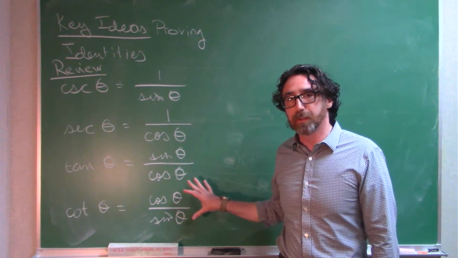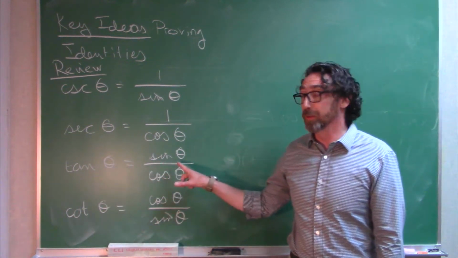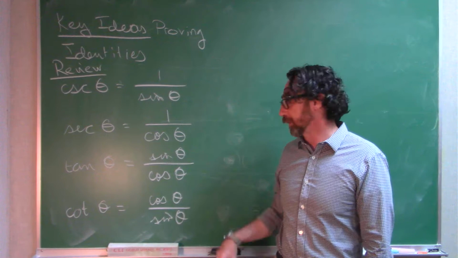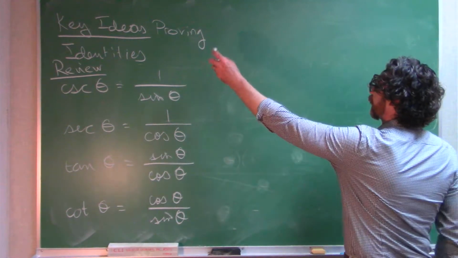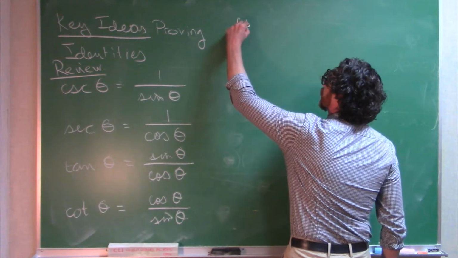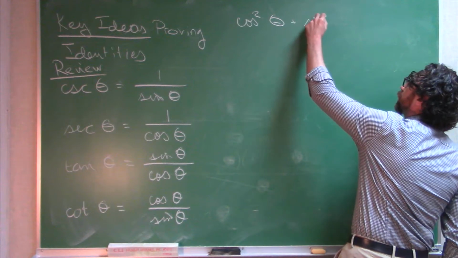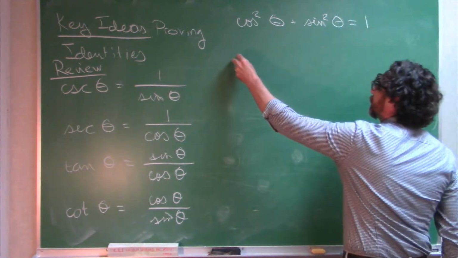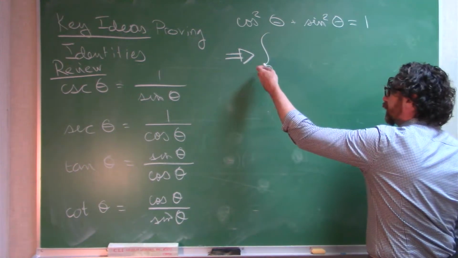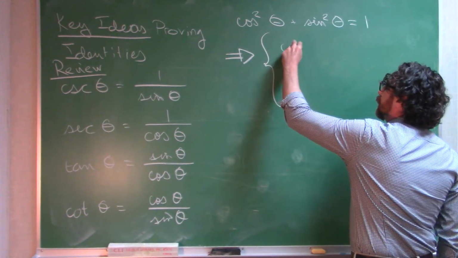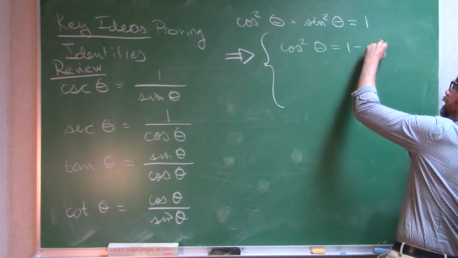Down here we've got the so-called ratio identities. Tangent theta is the ratio sine over cosine. These are useful. Another useful identity is the so-called Pythagorean identity: cosine squared theta plus sine squared theta equals 1. And of course, if that's true, that implies several other things, and we'll need to be able to use all of them as needed.